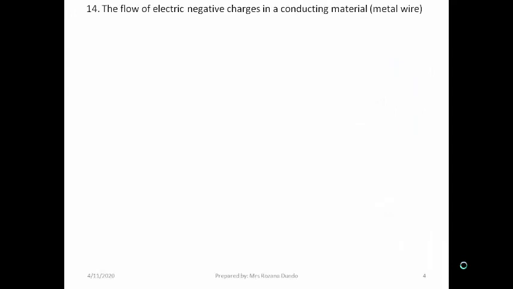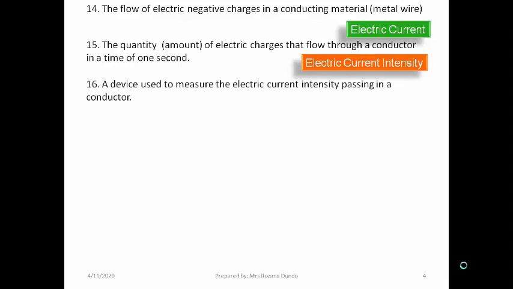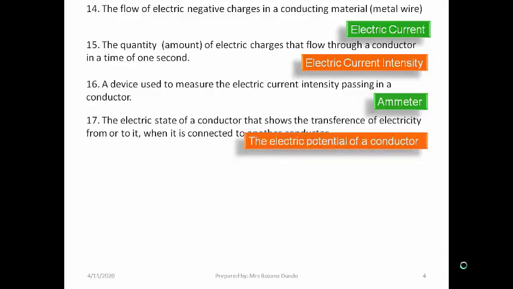The flow of electric negative charges in a conducting material, metal wire, is called electric current. The quantity, amount of electric charges that flow through a conductor in a time of 1 second is called electric current intensity. A device which is used to measure the electric current intensity passing in a conductor is a meter. The electric state of a conductor that shows the transference of electricity from or to it when it is connected to another conductor, it's called electric potential of a conductor.